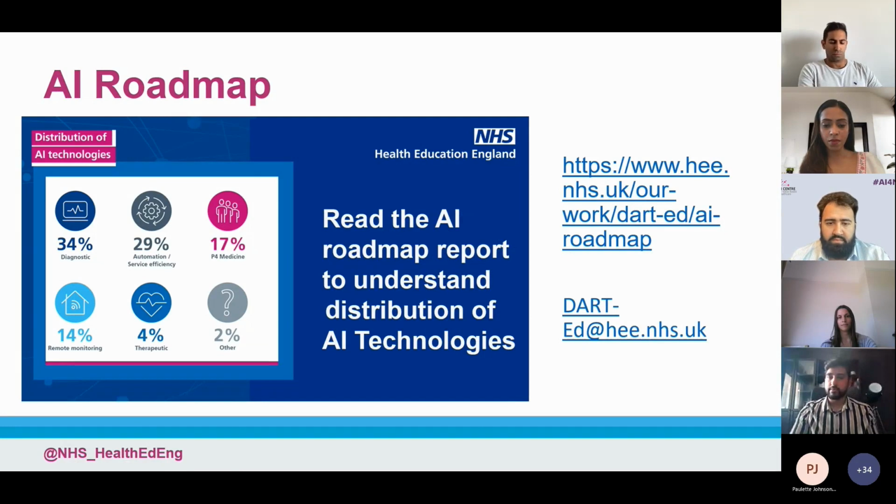So in January, we published the AI roadmap, and that was an opportunity to start to understand how many AI technologies currently exist in the NHS and what kind of taxonomies they sit within. So the majority of the technologies, you won't be surprised to hear, are diagnostics, around 34%, but then a whole host of technologies around automation and service efficiency as well. And then a growing amount of technologies around remote monitoring and P4 medicine. So P4 medicine is around participatory, preventative, personalized healthcare technologies that work at population health level.